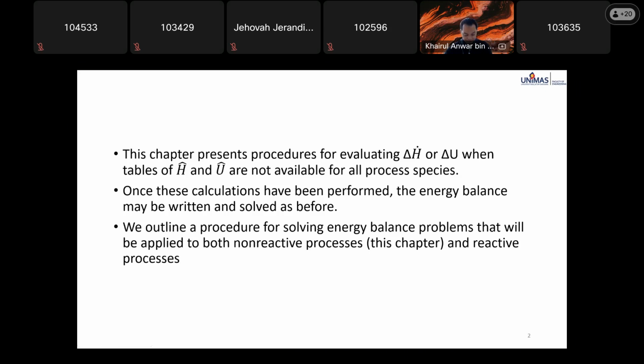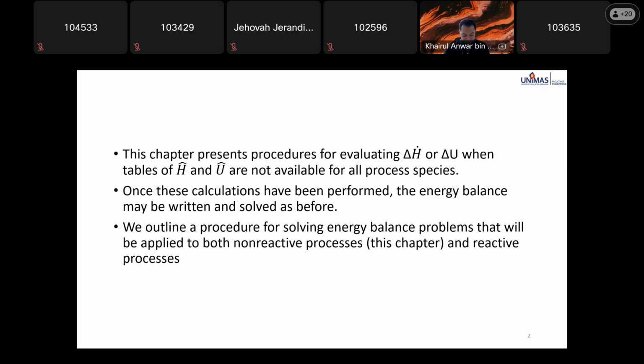So this chapter presents the procedure for writing the energy balance for the value when tables of specific enthalpy or specific internal energy are not available for all process species. Once this calculation has been performed, the balance may be written as before. The procedure for solving given problems will be applied to both non-reactive and reactive processes.